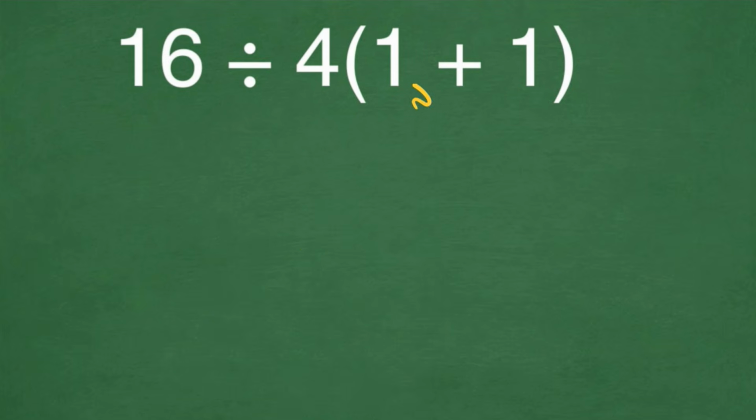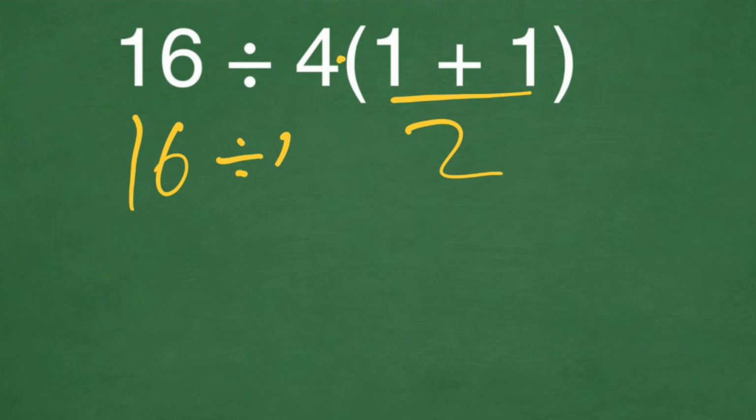Here we have parentheses, addition, division, and multiplication. The thing is, if a number is placed next to parentheses, that means multiplication. So the first thing to do is parentheses. Inside the parentheses, we have 1 plus 1, which gives us 2. And now the problem becomes 16 divided by 4 times 2.